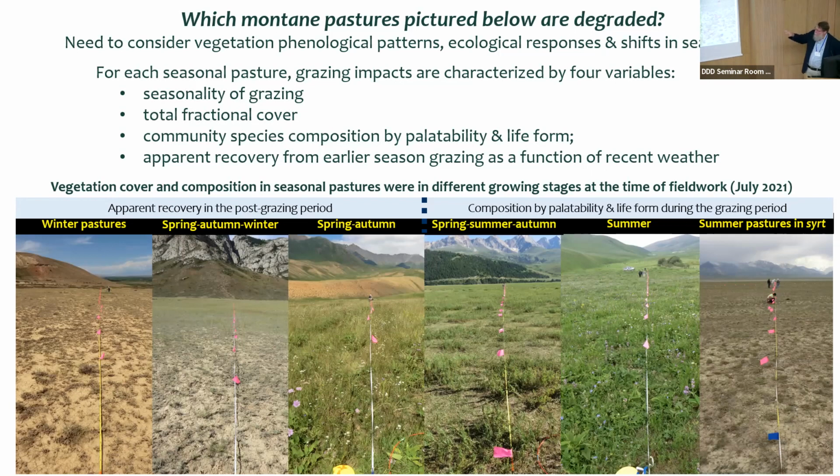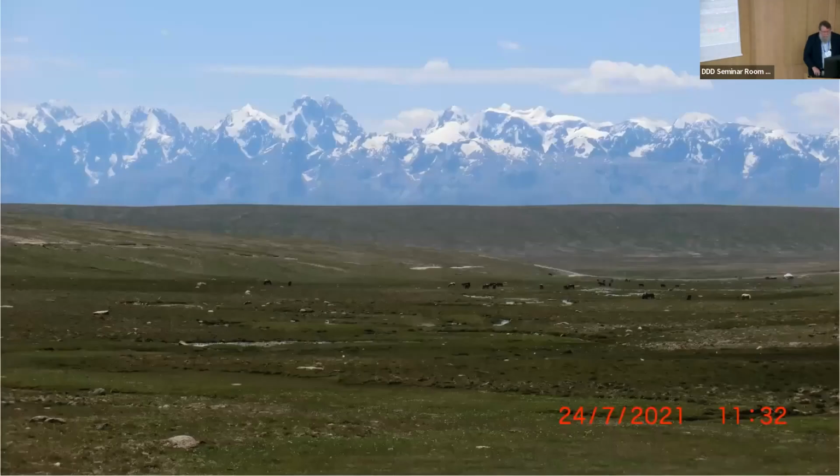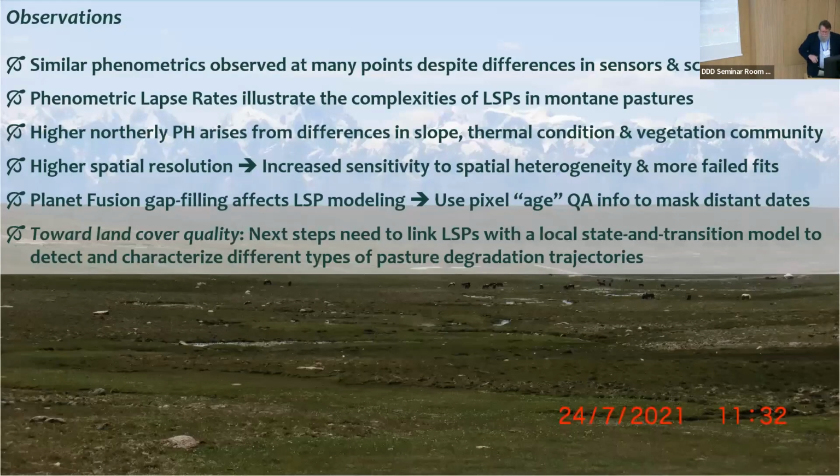need, in addition to the top-down approach, sophisticated understanding of modeling the changes in the vegetation community to be able to link together to be able to identify what is actually degraded from those that are not. So just finally, the basic idea there, we need to move towards land cover quality to link the land surface phenologies to state and transition models to be able to characterize different types of pasture degradation trajectories.